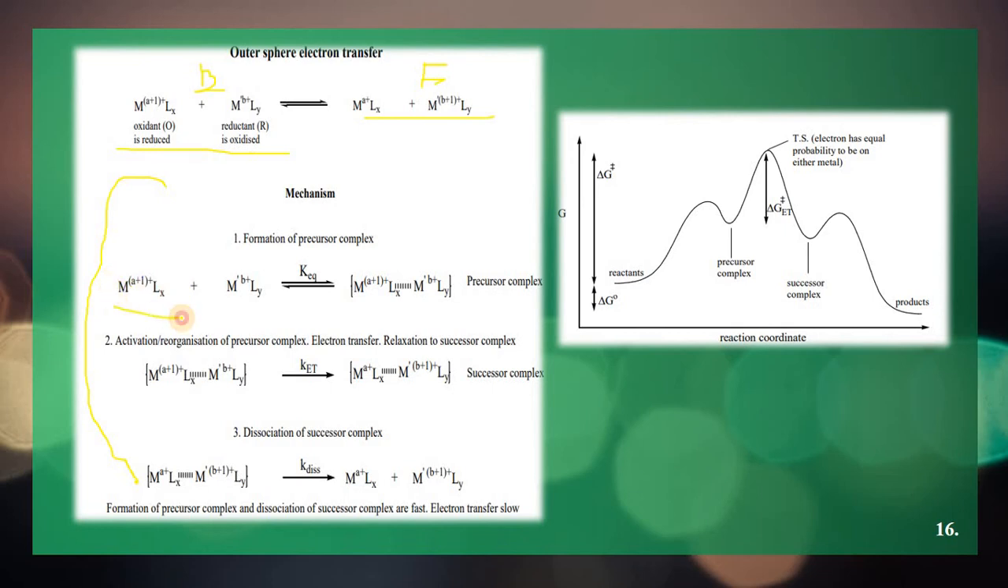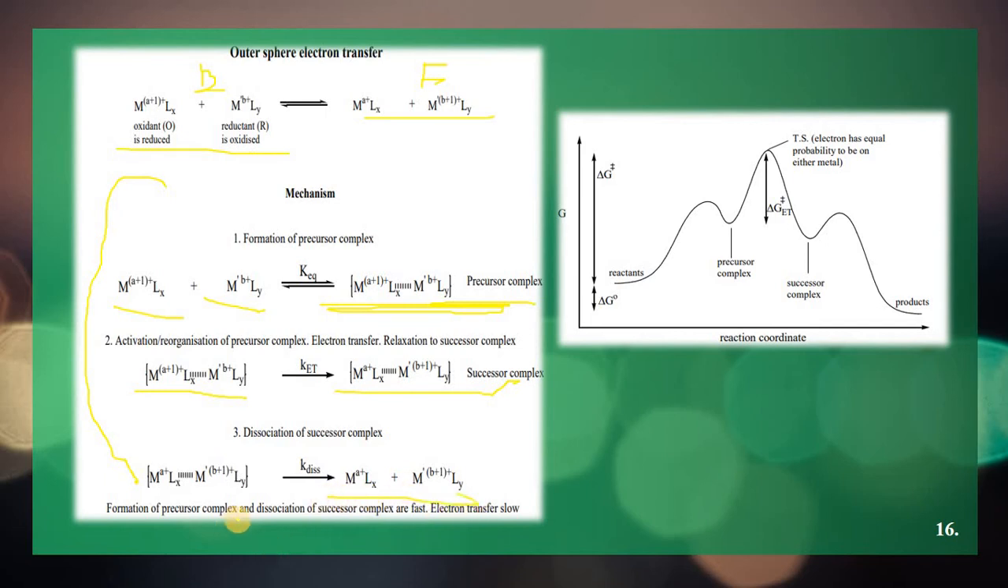This oxidation, this reductant tends to form a precursor complex. This is a precursor complex that is formed. This precursor complex is now migrated here, so the electron transfer takes place. Whenever the electron transfer takes place, this is the successor complex, which is further migrated here, dissociation, it's further dissociated.